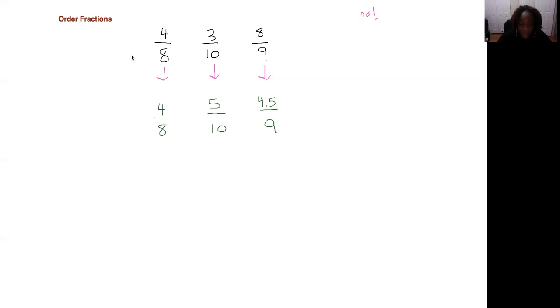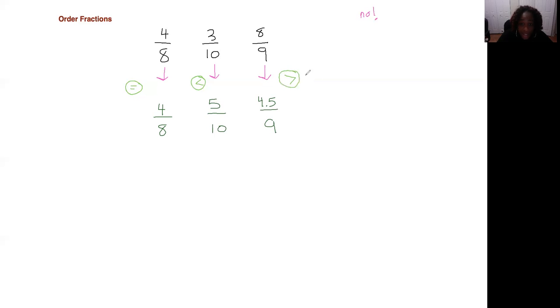Okay, so now I'm comparing the top and the bottom. 4/8 and 4/8 are actually equal to each other, right? So we're using halves to compare. That's equal. Now let's look at 3/10 and 5/10. The denominators are the same, so I can look at the numerators. 3 is less than 5, so therefore a less than sign would go here. And then let's look at 8/9. They both have the same denominator, but 8 is greater than 4.5.